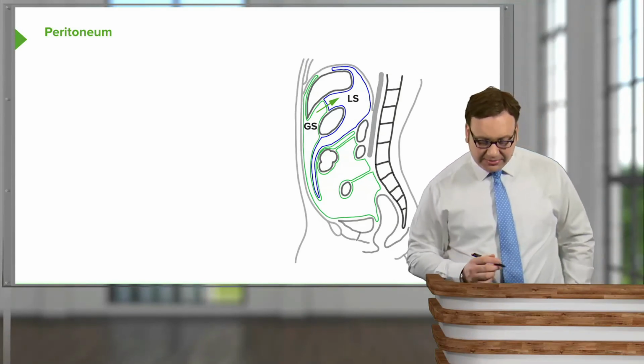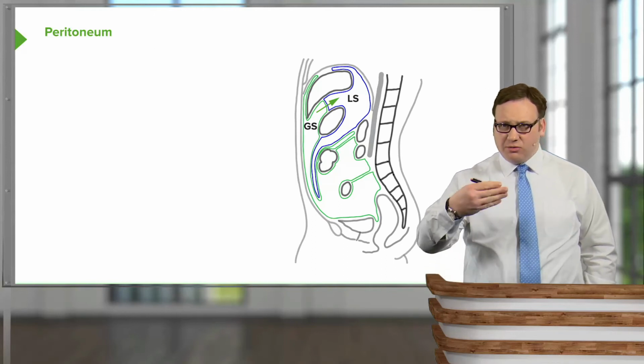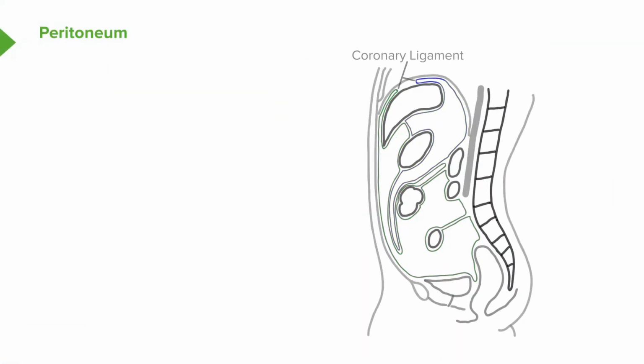We can also pick up some other important peritoneal ligaments. Remember, a peritoneal ligament is a double layer. We've got a layer here and a layer here. And this, importantly, is our coronary ligament, and we'll look at that in more detail when we come to the liver. So we've got the greater omentum, the lesser omentum, the greater sac, the lesser sac, and we'll be able to develop the idea of peritoneal ligaments.